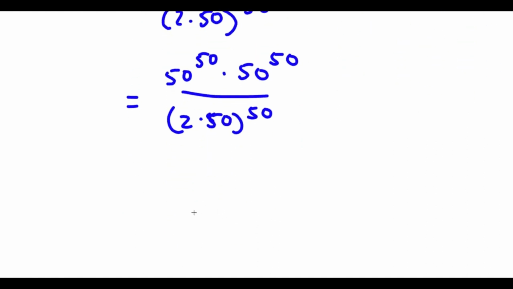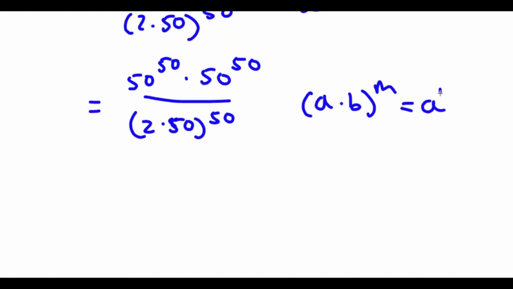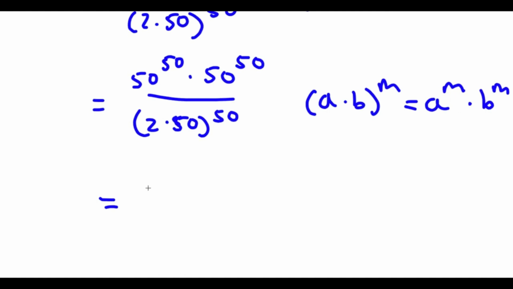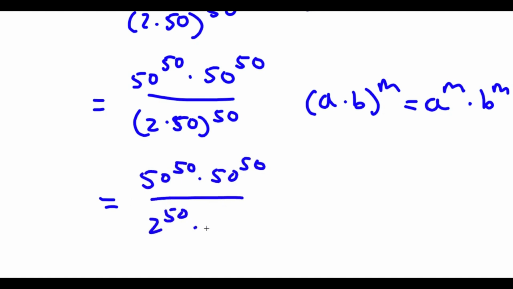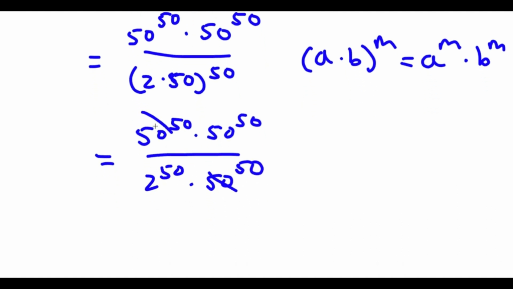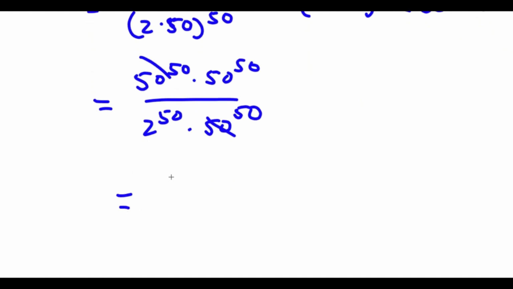So now, if I have something in the form a times b to the power of m, this is equal to a to the power of m times b to the power of m. So 2 times 50 to the power of 50, that is going to equal 2 to the power of 50 times 50 to the power of 50. Now, these two 50 to the power of 50s can cancel out. So now I'm left with 50 to the power of 50 over 2 to the power of 50.